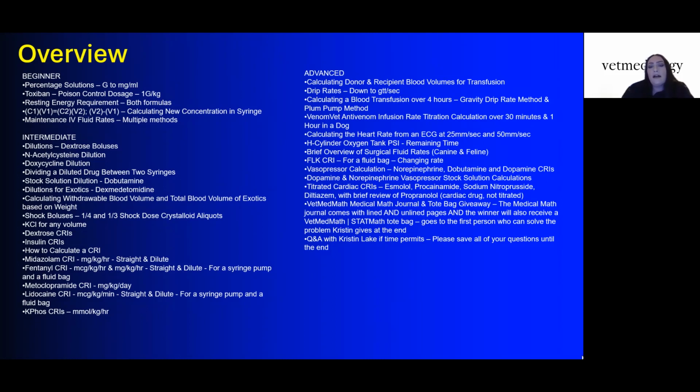H cylinder oxygen tank, PSI, remaining time. Brief overview of surgical fluid rates for canines and felines, FLK CRI for a fluid bag, changing rates, vasopressor calculation, norepinephrine, dobutamine, and dopamine CRIs, dopamine and norepinephrine vasopressor stock solution calculations, titrated cardiac CRIs, esmolol, procainamide, sodium nitroprusside, diltiazem, and with a brief review of propranolol. It's a cardiac drug, but it's not titrated.